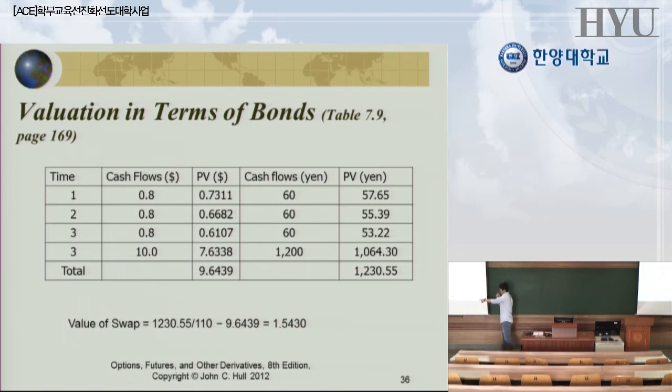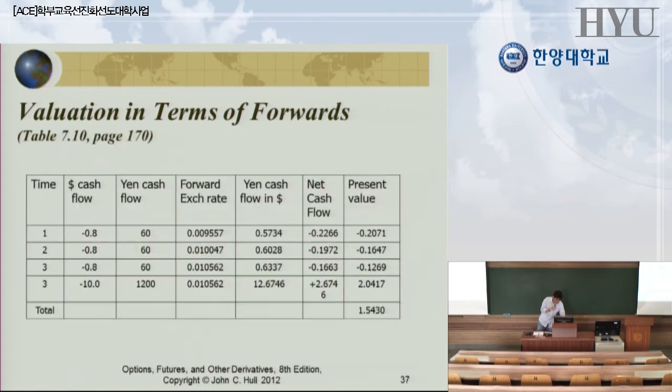As you can see, it comes out to be 1.54. This is a valuation in terms of forwards. Again, you would do this individually by getting the cash flows of the dollar with respect to the yen, and again, the result will be the same as when you use the valuation of interest rate bonds.